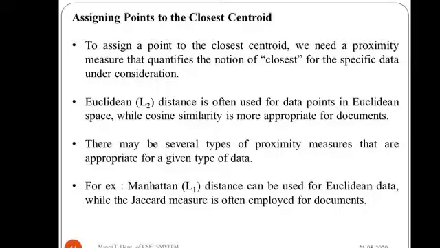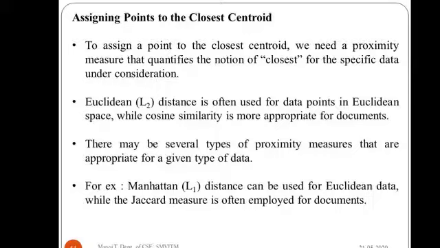So to assign a point to the closest centroid, we need a proximity measure that quantifies the notion of the closest for the specific data under consideration. As I have already described in the earlier video lectures, the proximity measure may be calculated using the Manhattan distance, Euclidean distance, Minkowski's distance and all. So we have to quantify that notion of the closest. That's why we are going to see how we can do that.